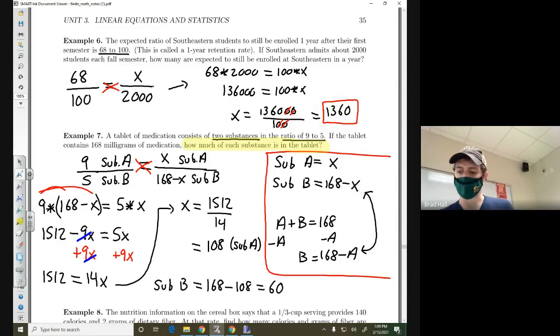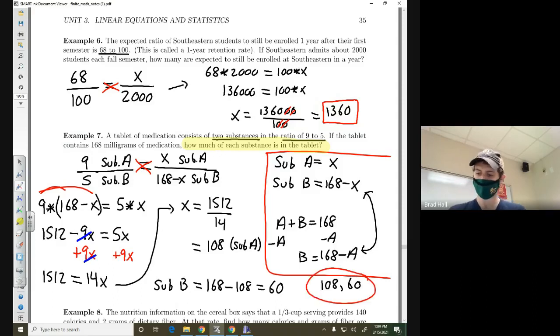So really we have two answers here. The 108 for the first substance and the 60 for the second. And notice this was not making any assumption about what the values of substance A nor substance B were. We just knew that they had to abide by a ratio of 9 to 5.